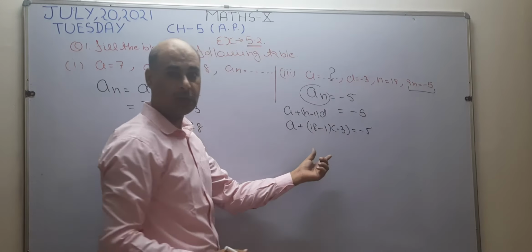Clear? Now, a is going to remain same. 18 minus 1 is 17. 17 times 3 is 51. Now, plus minus becomes minus. So, I want to write minus here. Equal to minus 5. So, value of a becomes minus 5 plus 51. Now, 51 minus 5, how much? 46. So, value of a becomes 46. I take positive sign because this is the larger number. So, value of a becomes 46. I hope it is clear. It's very simple question. Okay.